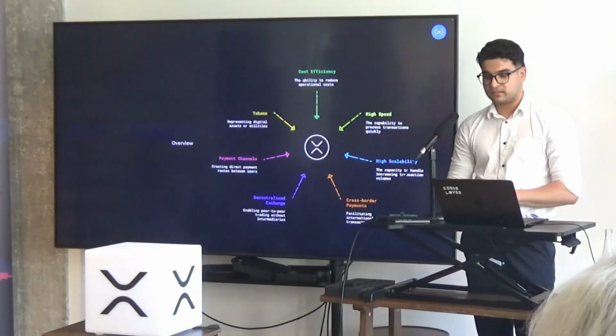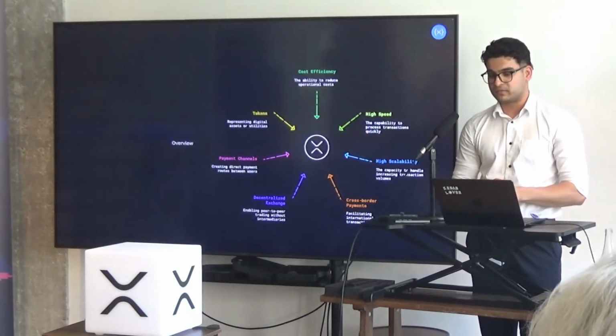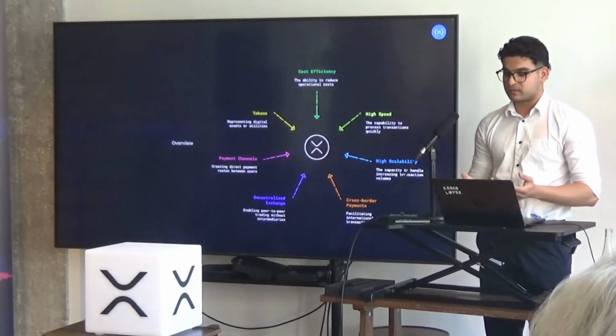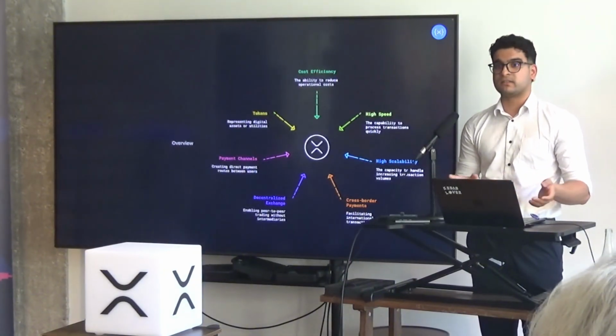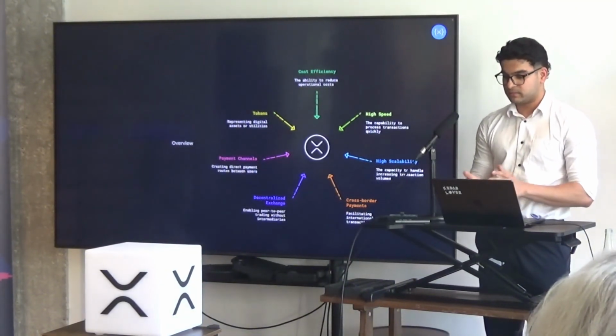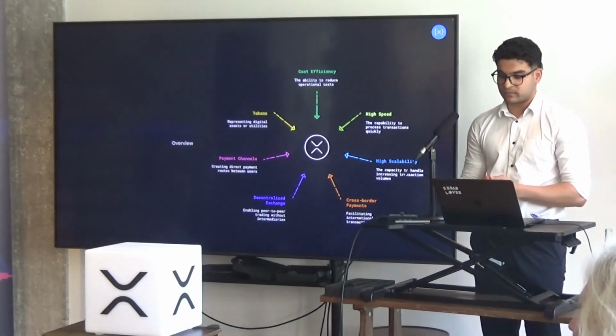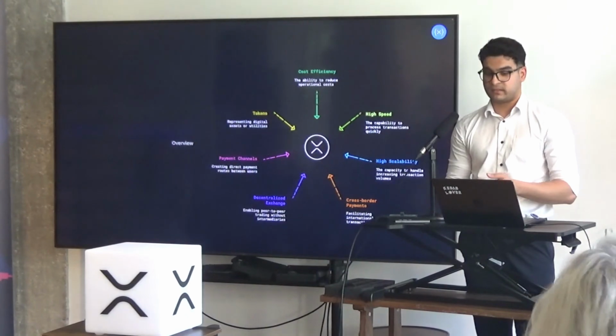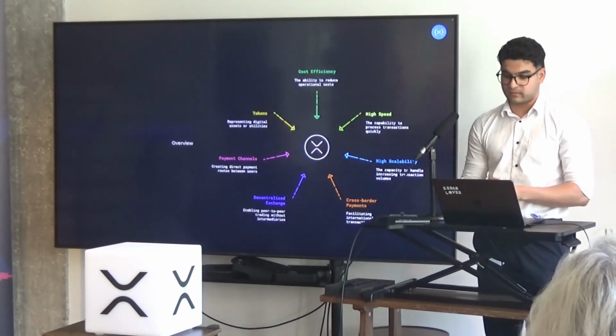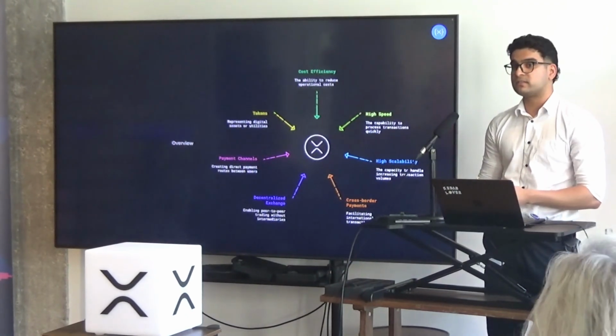The XRPL ledger is known for its various use cases due to its key features. It is cost efficient, it performs transactions at high speed, it is highly scalable, and the main use cases involve cross-border payments, decentralized exchange, creation of payment channels, and tokenization of digital assets.